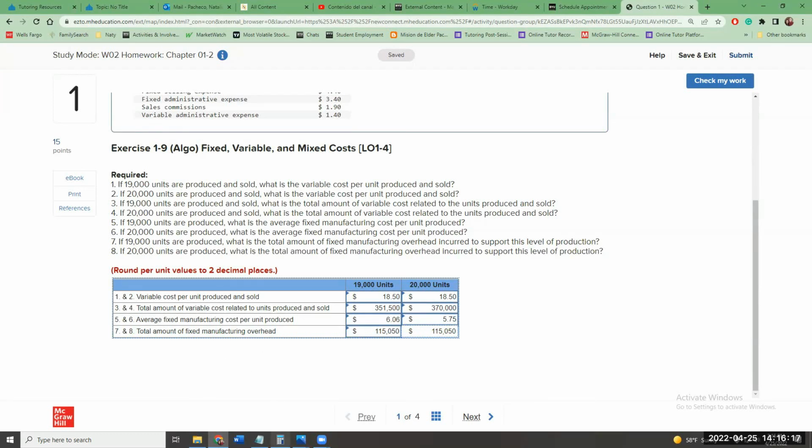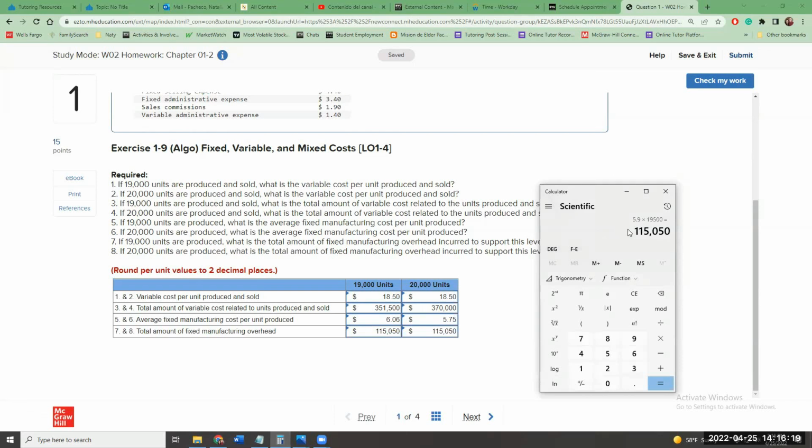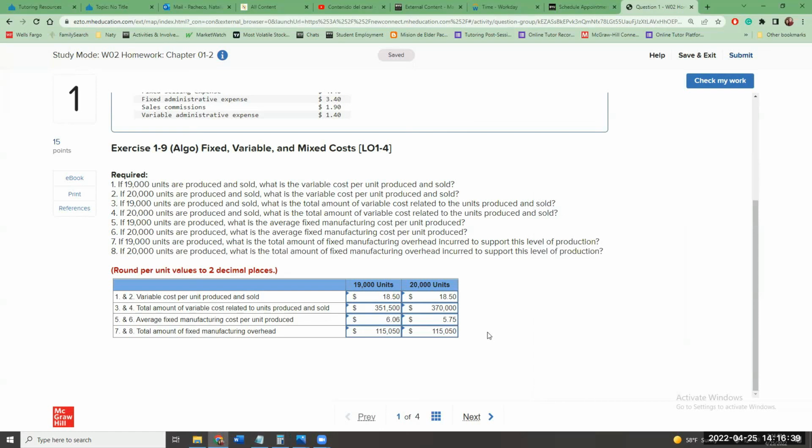Now for the average, we're going to divide this number by 19,000 units. So 6.06, because we're going to round it. And we're going to divide it by 20,000 units as well. 5.75. And that's it. That's the answer.